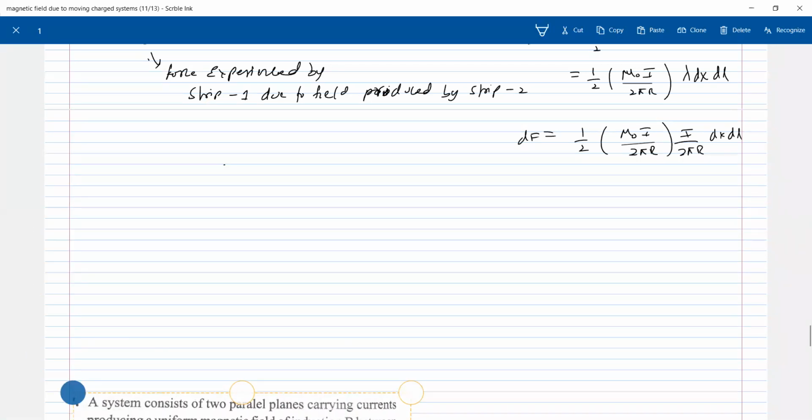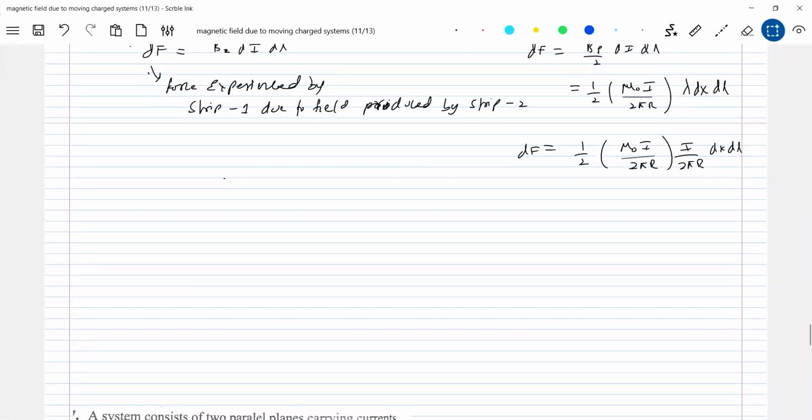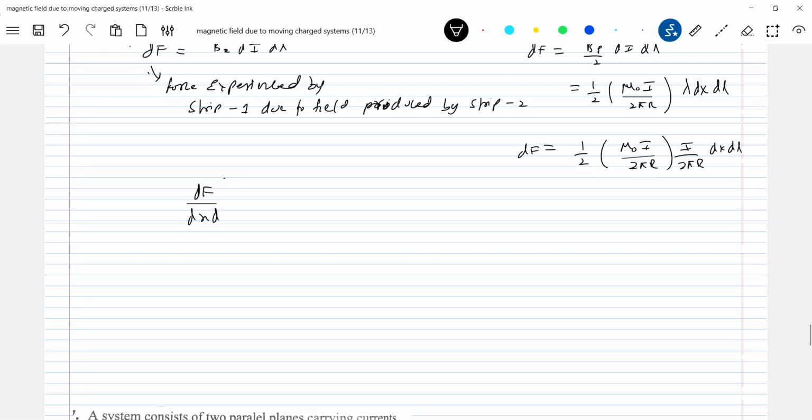Books give the formula directly, but you will not understand it. That's why I picked up the basic method. So dF by dx dL should be equal to mu naught I square by 8 pi square r square. This is force per unit area.